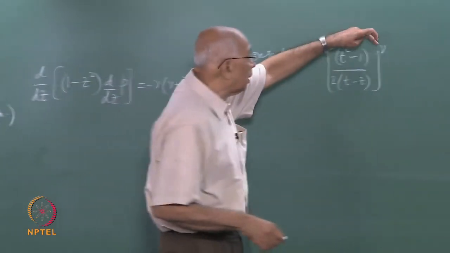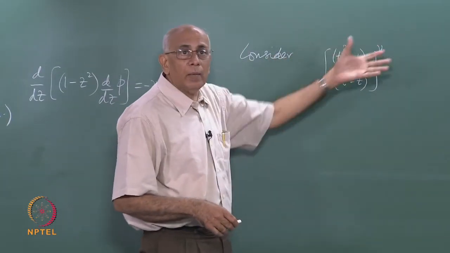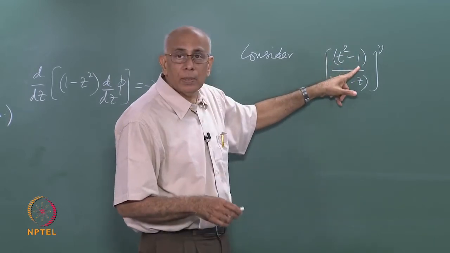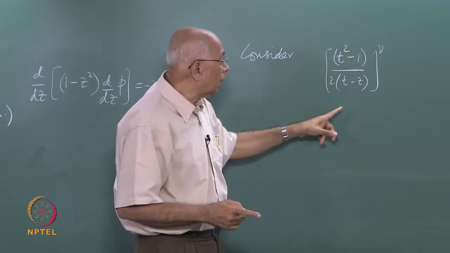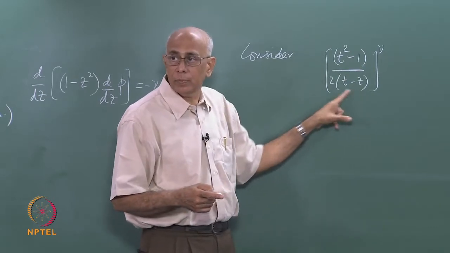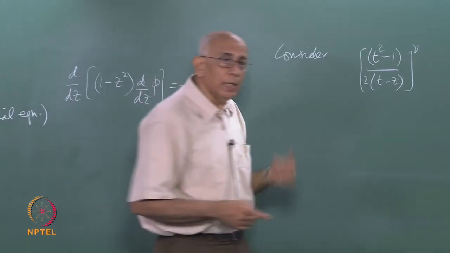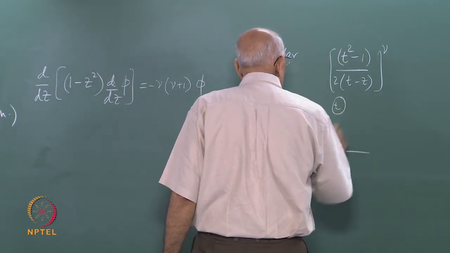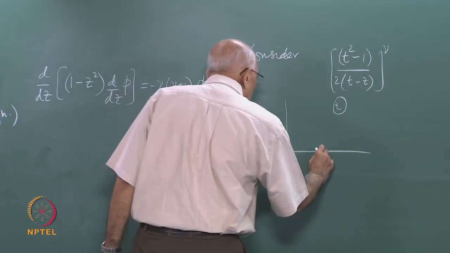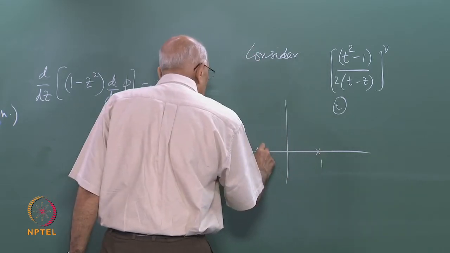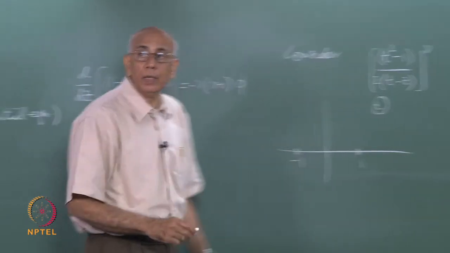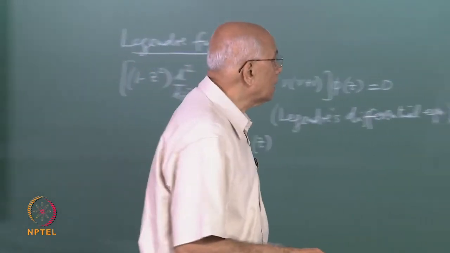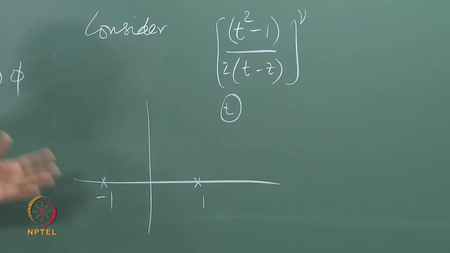Well, when nu is an arbitrary complex number, you have winding points all over the place. You have a winding point at t equal to plus 1, another at t equal to minus 1, and a third one at t equal to z itself. So in the t plane, there is a singularity at plus 1, there is a singularity at minus 1, and these are in general winding points, they are branch points, and there is a singularity at the point z, which could be anywhere.